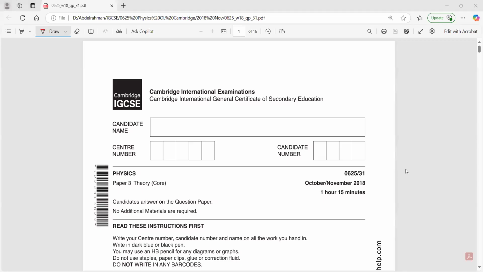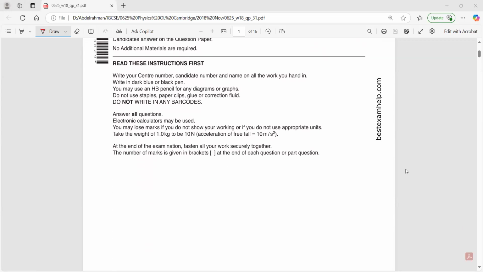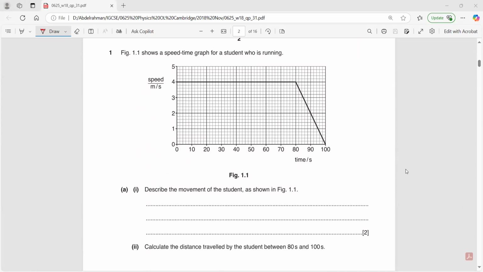Okay. November 2018, paper 3, variant 1. Question 1. Describe the movement of the student as shown in figure 1.1.